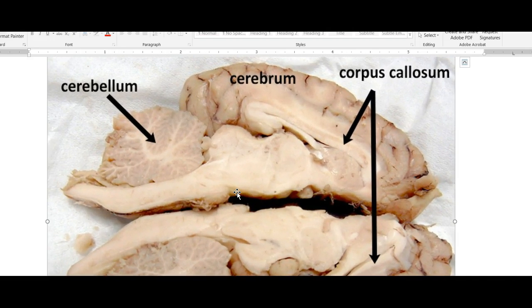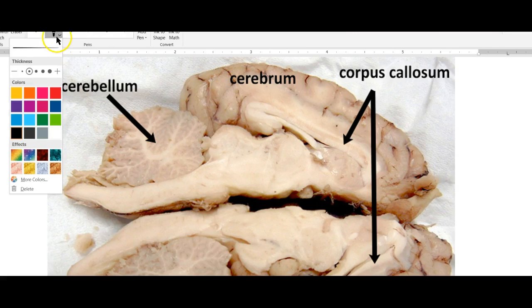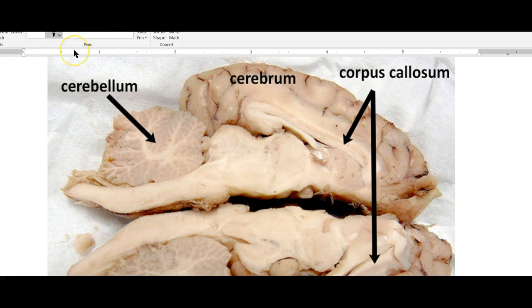And I think I can annotate this, right? Because I can draw with, whatever that's called. I can draw in Word.